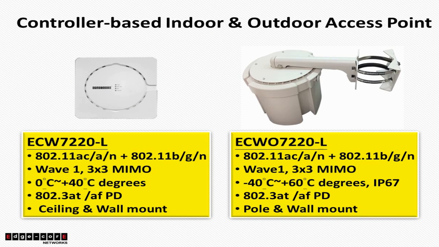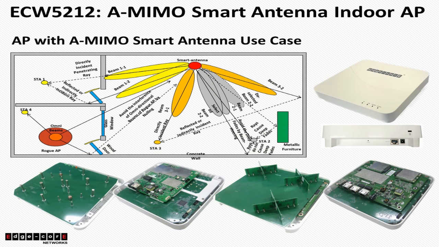For the controller-based indoor-outdoor solution, now we have the mainstreams. One is indoor 11AC dual band Wave 1 3x3 MIMO, and it can be installed on the ceiling and the wall mount. The other one is a very robust outdoor design. It's still Wave 1 3x3 MIMO and can overcome severe environments like -40 to 60 degrees and supports IP67, and it can be installed on a pole and the wall mount.